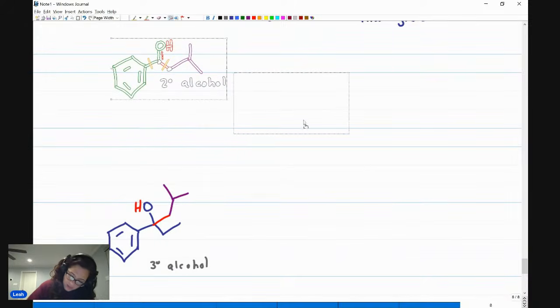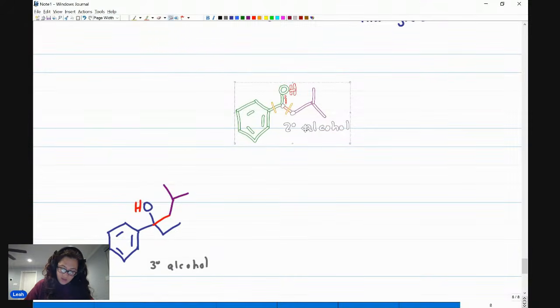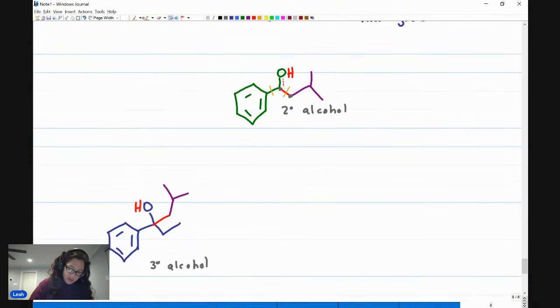So let me show you both, because if this comes up in synthesis, I want you to be able to catch it no matter what. If I do the line that I drew on the right, then this whole thing is one molecule.